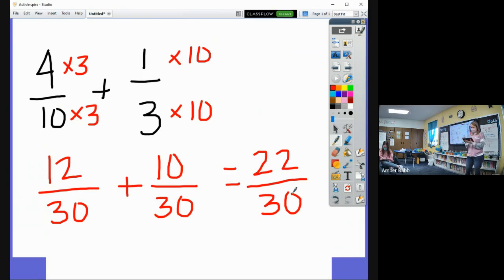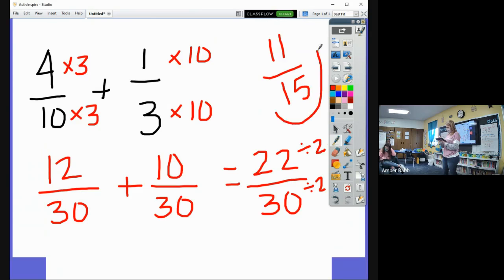Can I make that smaller? They're both even numbers. So when they're both even numbers, what can I do? Divide by 2. So if I divide 22 by 2, what do I get? If I divide 30 by 2, what do I get? 15. Okay, we're going to keep practicing simplifying because, again, the STAR math test is always going to give you the choices in its simplest form, okay?